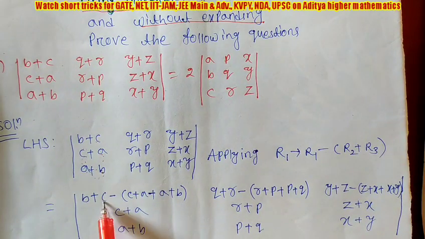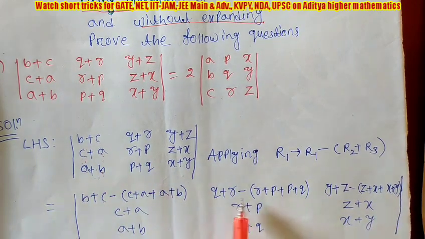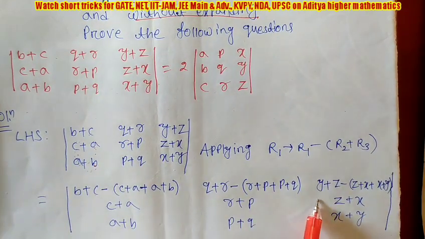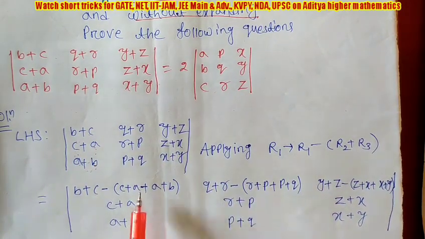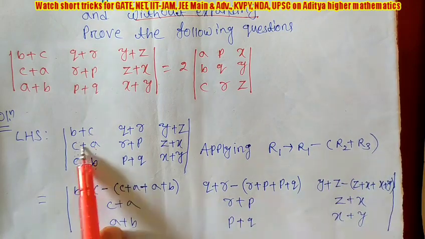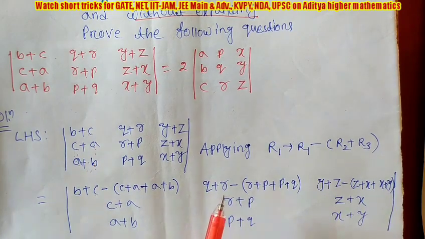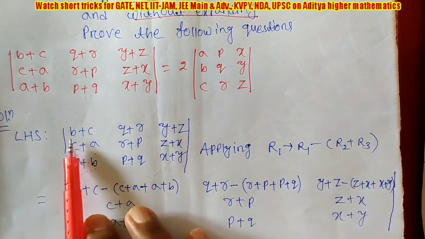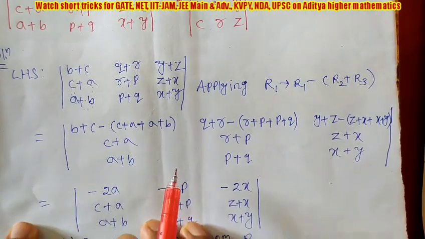So R1 is (B plus C) minus (R2 plus R3), I am doing. Here also the same thing: (Q plus R) minus (R plus P plus Q). And the third element also: (Y plus Z) minus (Z plus X plus Y). Since you are changing only R1, the second row and third row you write the same as before. So this is the first step, a simple step. And you have to think like this: since you are going to cancel B plus C, you have to add R2 and R3. Next, see what is coming.